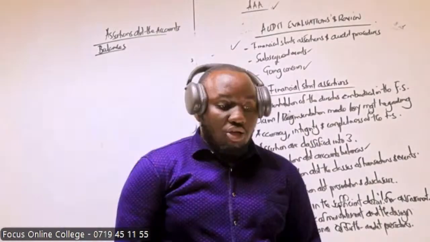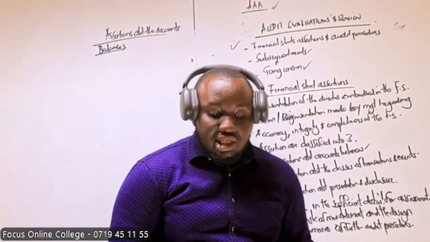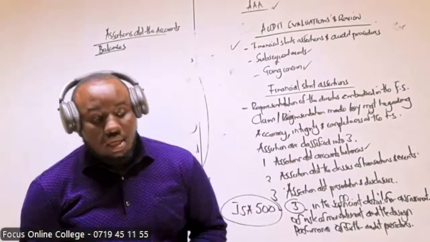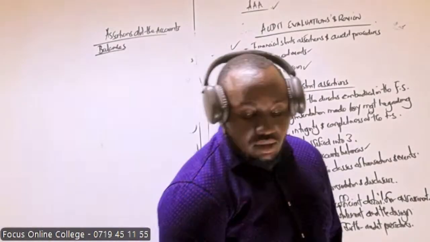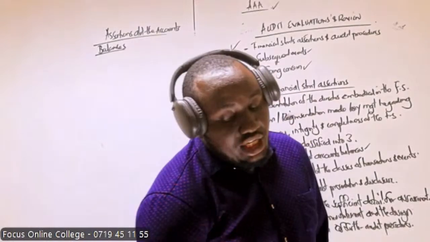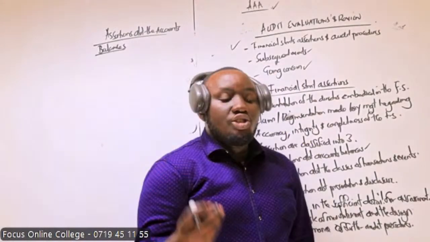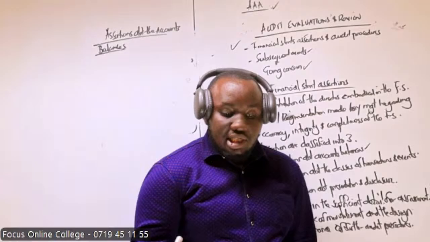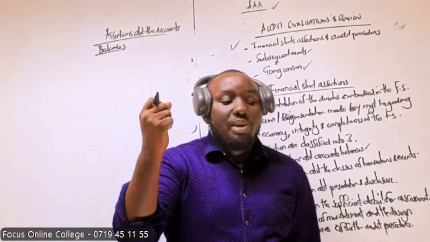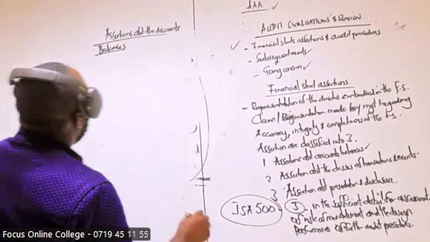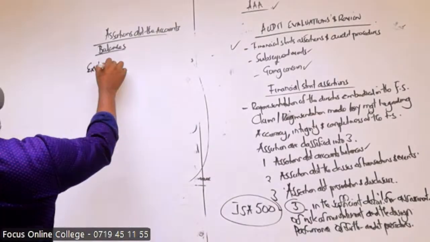So on account balances, we have four assertions: existence, rights and obligation, valuation, and completeness. The first assertion on account balances is what we call existence.